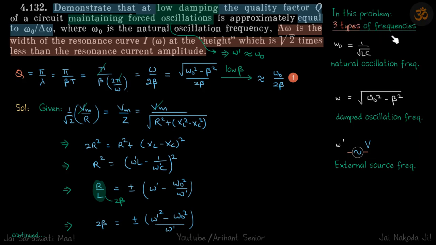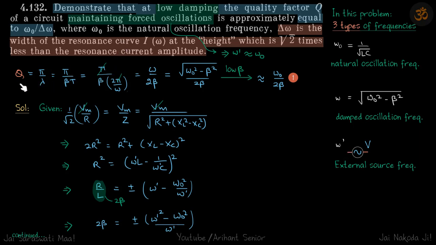In this problem, we have three types of frequencies. One is the natural oscillation frequency of the circuit. That has nothing to do with the external omega, and nothing to do with the resistor either. So in a pure LC circuit, we have this natural oscillation frequency given by 1 by root LC. But a pure circuit is never there, so we have some damping. So the actual frequency of the circuit becomes root of omega naught square minus beta square. Let's represent that by the term omega. Then we have the external source frequency. Let's represent that by omega dash.